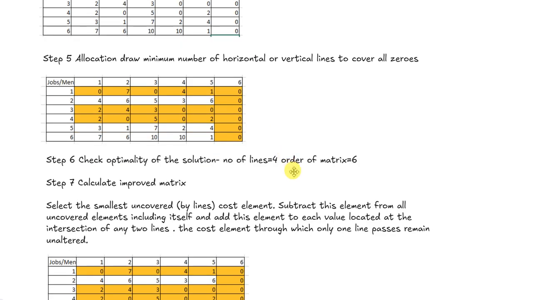Step 5. Once you have all the zeros done, try to cross out all the 0 elements in the matrix using a minimum number of horizontal or vertical lines. Just cross out. The orange highlight in this table is the crossing out. So in this case, I was able to use 4 lines, which is column 6, row 1, row 3, and row 4, to cross out all the zeros in this matrix. So I have used 4 lines.